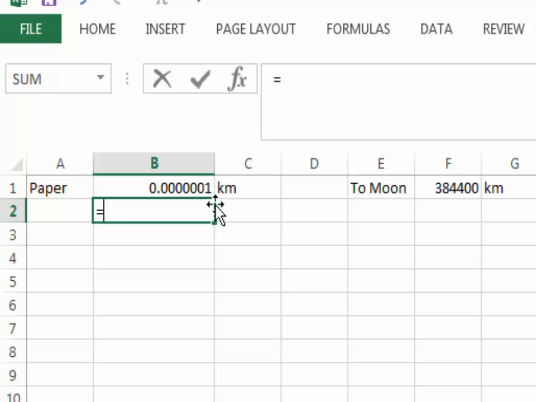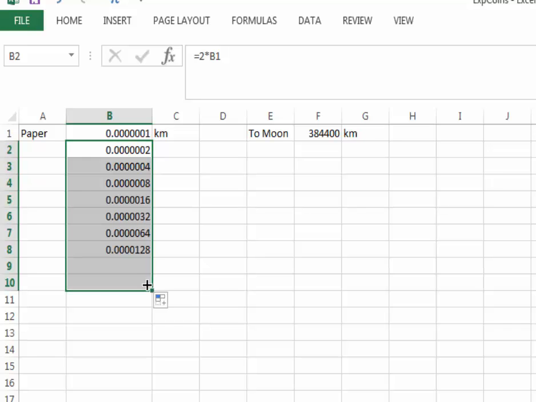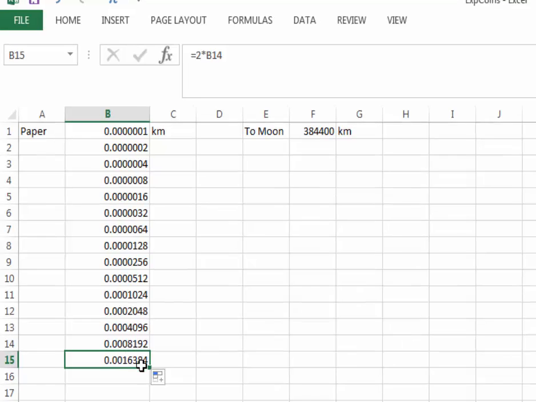Well, each time we fold a piece of paper in half, we're essentially doubling its height. So after 1 fold, we have twice as much as we did originally. After 10 folds, right, that paper's still looking pretty small. After 15 folds, we've just now gotten a paper that's a little bit more than a meter.